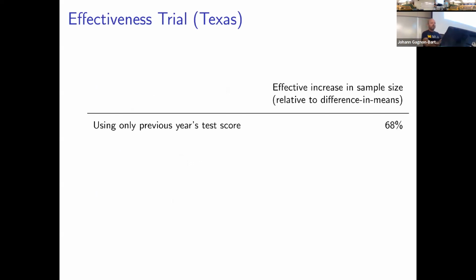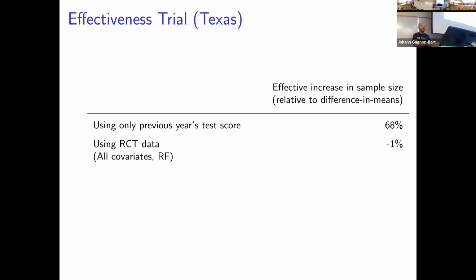Here again, looking at effective increase in sample size. So one natural thing to do would be to just use each school's previous test scores passing rates and just do a diff in diff. And that already gets you an improvement of 68% relative to doing a difference in means without doing diff in diff.